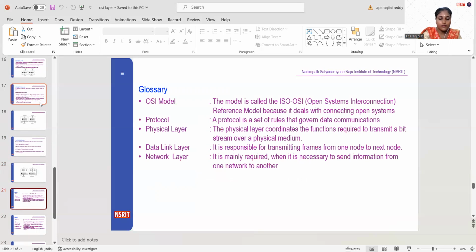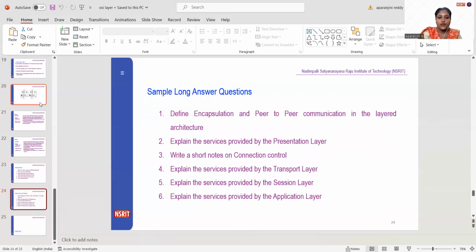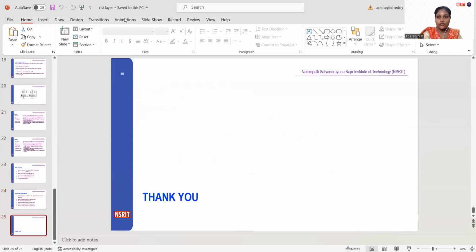These are the layers we have discussed, and these are sample questions and long answers that come from this topic. I hope you have understood.